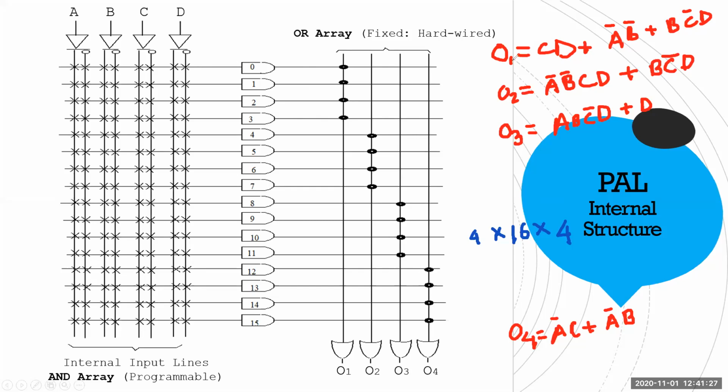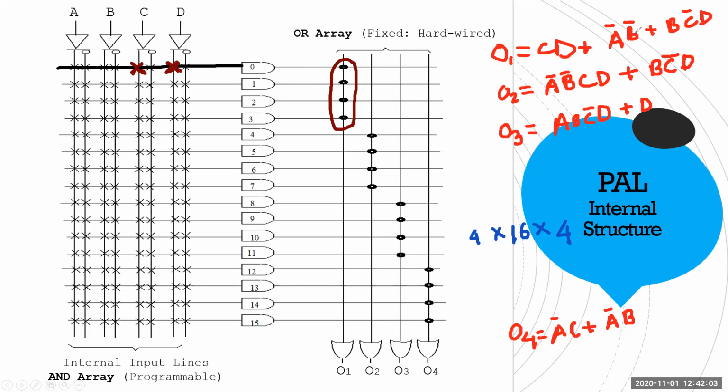Now, at first, O1. O1 is this 4, right? Now, CD. CD means C should be connected and D should be connected. And others are what? Others are 0. Others are gone. Got my point?